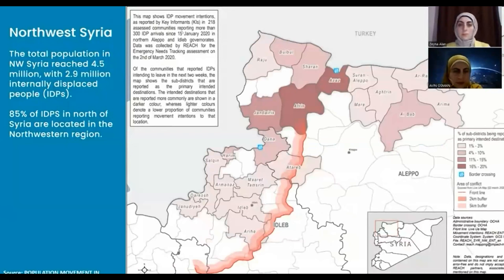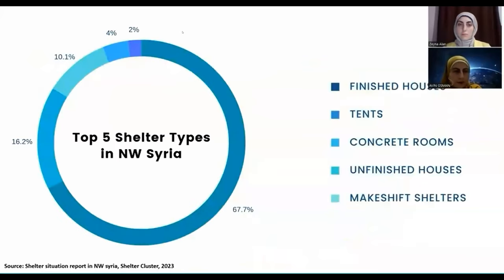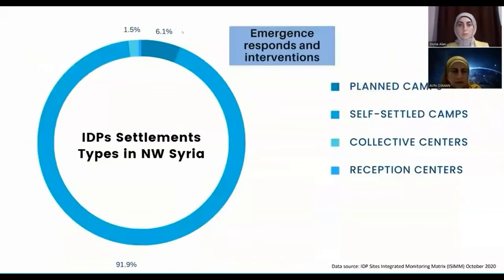This is the map of displaced people. We focus on northwestern Syria because it has the biggest number of displaced people, which reaches 85%. This shows the distribution of displaced people across northwestern Syria. There are five shelter types: tents, finished houses, concrete rooms, and makeshift shelters. The settlement type is emergency response and intervention.